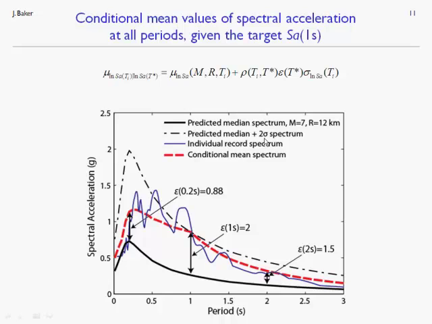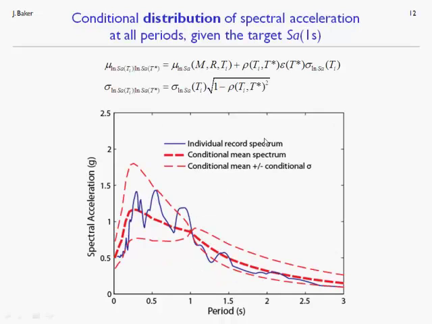Note also that this conditional mean spectrum is significantly lower than the dashed black line, which is our median plus 2 sigma spectrum, and was something kind of similar to our uniform hazard spectrum. So that's again an indication that if we were thinking about that uniform hazard spectrum, which is similar to that dashed black line, as a typical ground motion response spectrum, we would be quite conservative potentially.